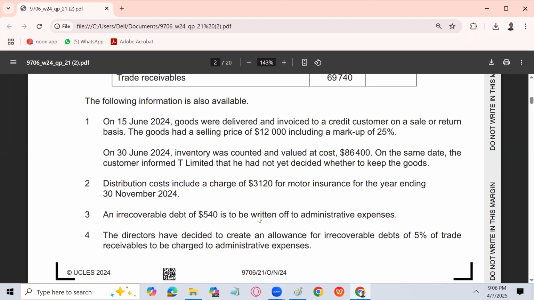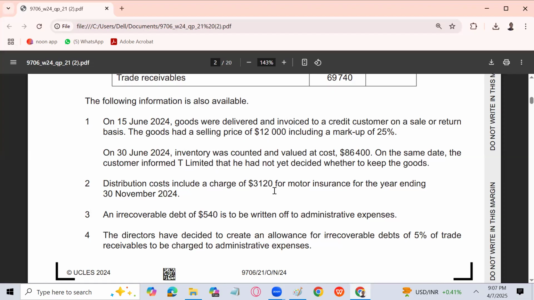On 30th June, inventory was counted and valued at 86,400. On the same date, the customer informed T Limited that he had not decided whether to keep the goods. This statement is basically telling us about point number 1, that 12,000 of the goods have been sent on sales or return basis, and the customer has not shown his intention to purchase the goods. And we have passed the entry for the goods. We have delivered the goods and invoiced to a customer. So we have to reverse the entries.